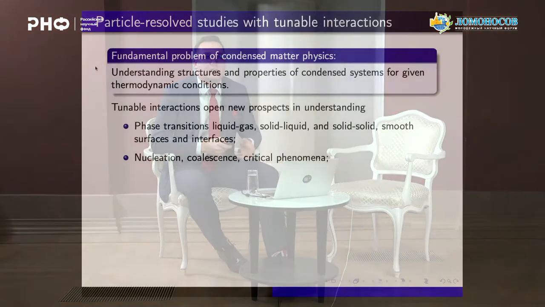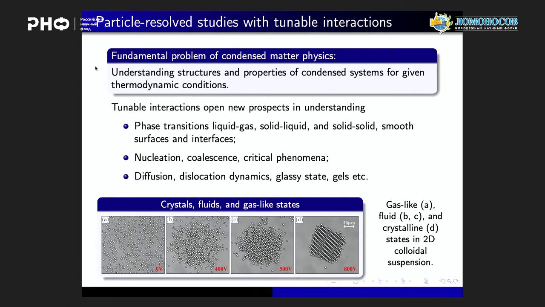Soft matter allows us to perform very interesting studies, and we can obtain a lot of insights into the physics of liquids and solids with so-called particle-resolved studies. The fundamental problem of condensed matter is the understanding of structures and properties of condensed matter. If we can analyze various collective dynamics and phenomena at the level of individual particles, then we can study phase transitions, nucleation, coalescence, critical behavior, diffusion, glassy state, and so on, using only individual particles and tracking of their motions. Because if we use colloidal suspensions, then we can track the individual particles and analyze the many-body dynamics. For example, here you can see a colloidal suspension monolayer in gaseous, liquid-like and crystalline-like states.